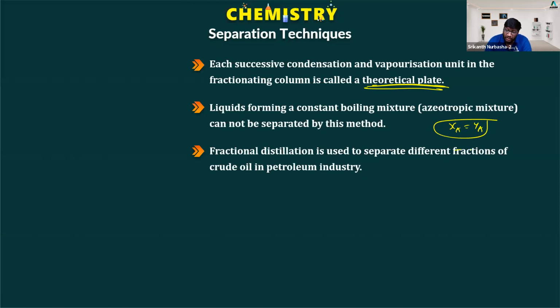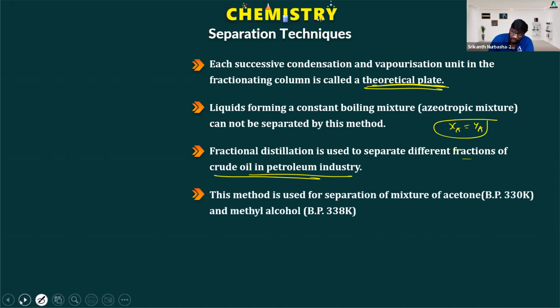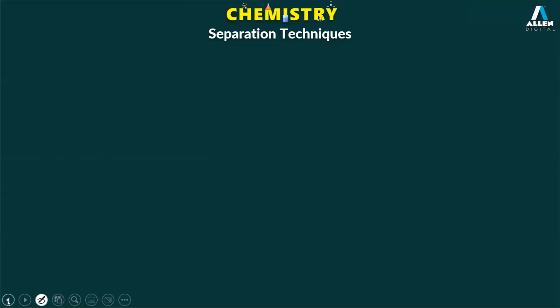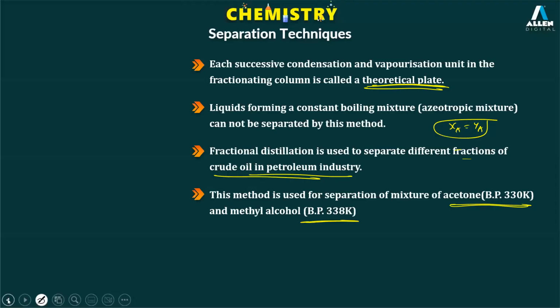Fractional distillation is used to separate different fractions of crude oil in the petroleum industry. That's what I have explained here. This method is also used for separation of a mixture of acetone, 330 Kelvin, and methyl alcohol, 338 Kelvin. Look at the difference in boiling point, just 8 degrees. That low boiling point difference can be sufficient. If it is less than 40 degrees, you have to use fractional distillation, not simple distillation. Is the concept clear, students? Yes, sir.